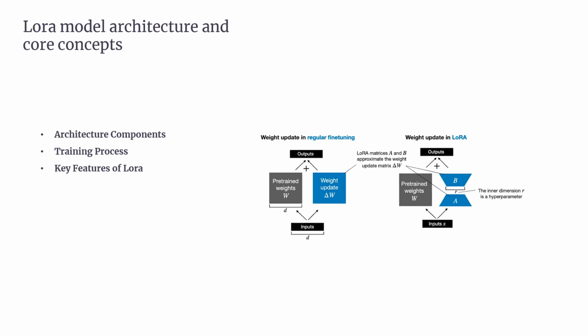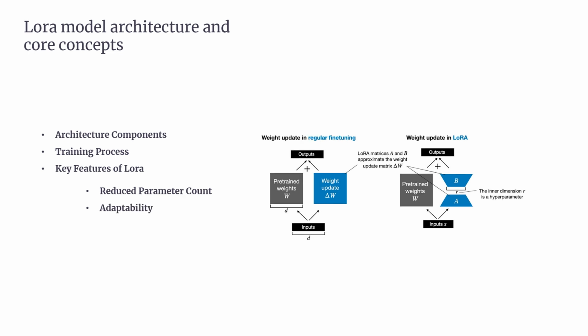The third, key features of LoRA. 1. Reduced parameter count. LoRA greatly reduces the number of parameters you need to train. For example, instead of working with a large 200 multiply 200 matrix, which has 40,000 parameters, you can use 2 smaller matrices, one of size 200 multiply 2, and another of size 2 multiply 200. This results in only 800 parameters to update.